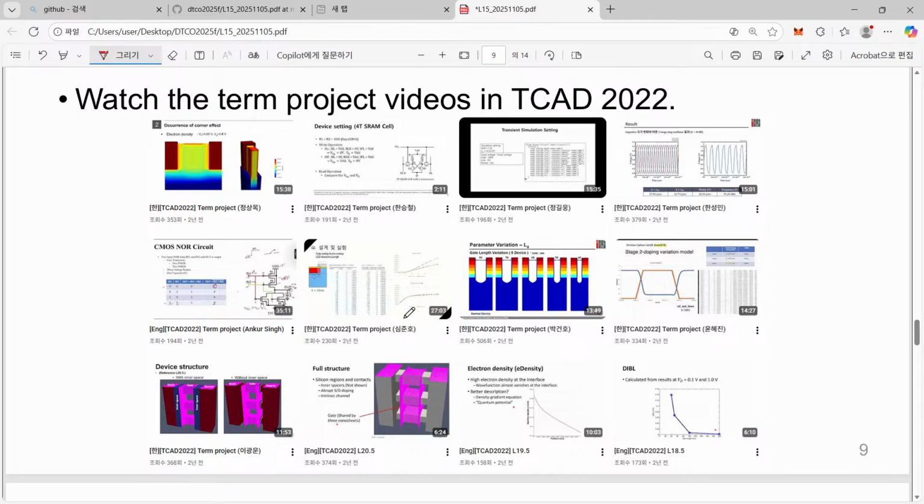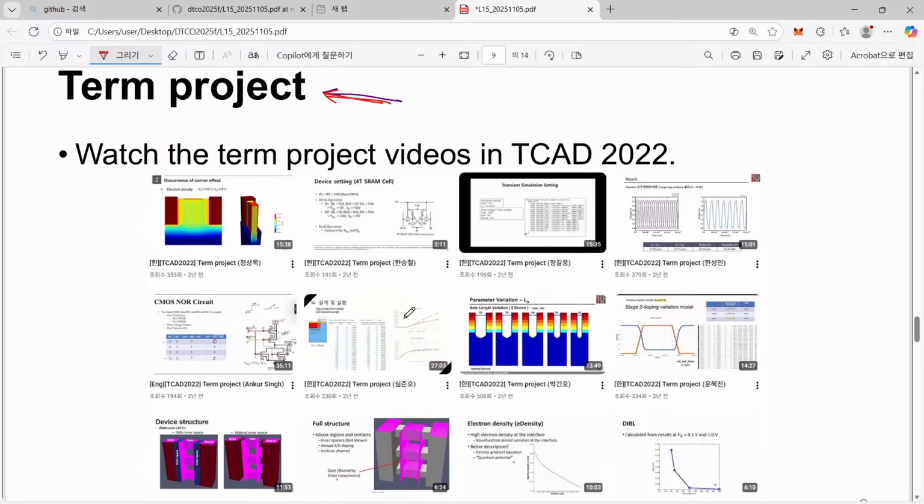Although this is not exactly matched to our course, I strongly recommend you watch the term project videos submitted by our previous students for the TCAD 2022 lecture. It is not for our Ångström-Craft code. Actually, Ångström-Craft code was initiated just a few months ago. But anyway, the lecture structure is quite similar.